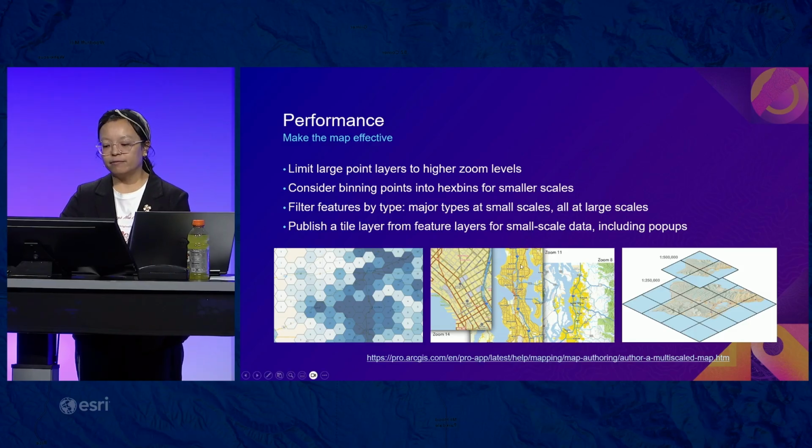When there are a lot of layers displaying a large amount of features, it's better to filter features by tag, major tags at small scales, and all at large scales. We can also publish a tile layer from feature layers for small scale data, including pop-ups. Here is a link about ArcGIS Pro. It can tell us how to make a map effective. There is more information in this link.